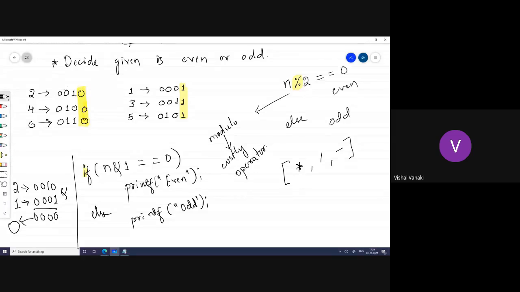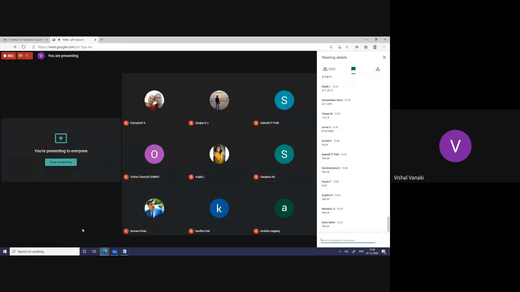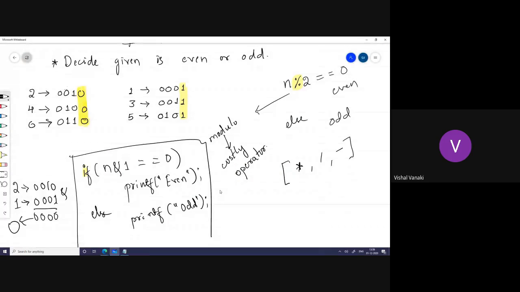This way, bitwise operators work faster compared to other operators because they work at a binary level. That is one of the advantages we have with bitwise operators. That is what you need to concentrate on to write efficient programs.